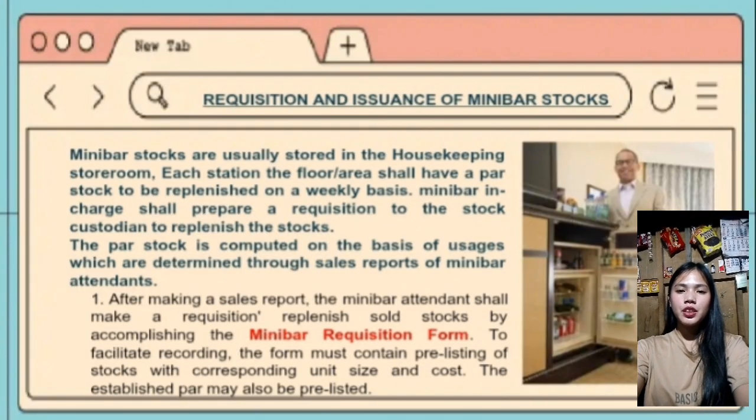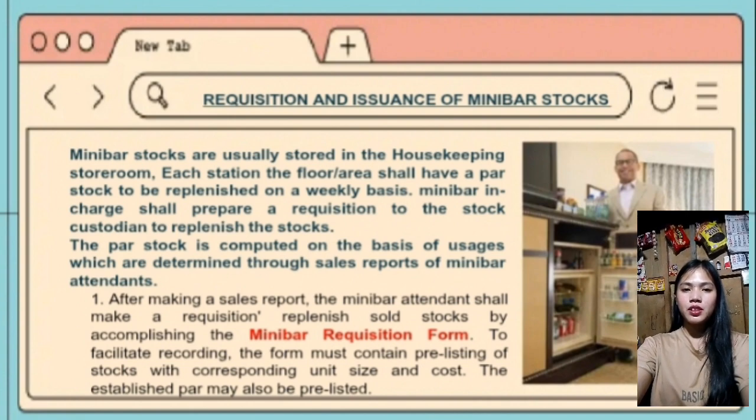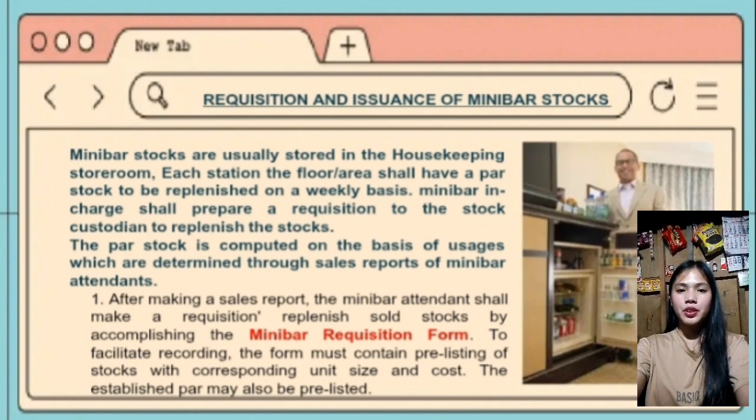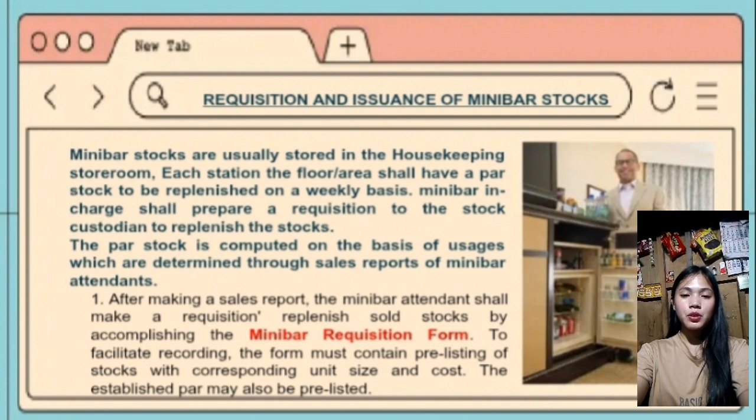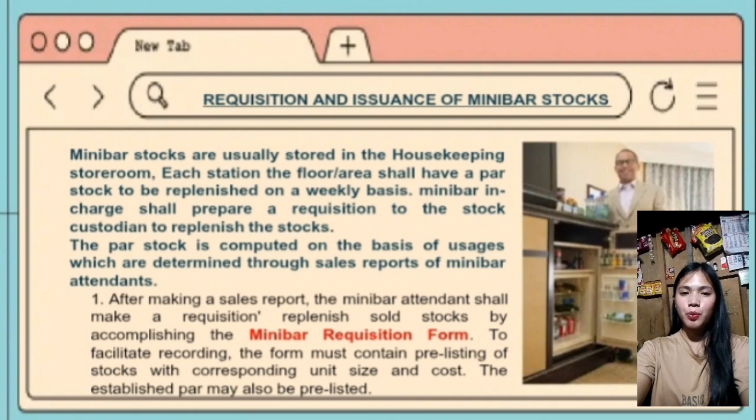Requisition and issuance of minibar stocks. Minibar stock management involves a requisition and issuance system. Stocks are stored in the housekeeping storeroom. Each floor area maintains a par stock replenished weekly. The minibar custodian prepares a requisition to replenish stocks. The par stock level is calculated based on minibar attendant sales reports.